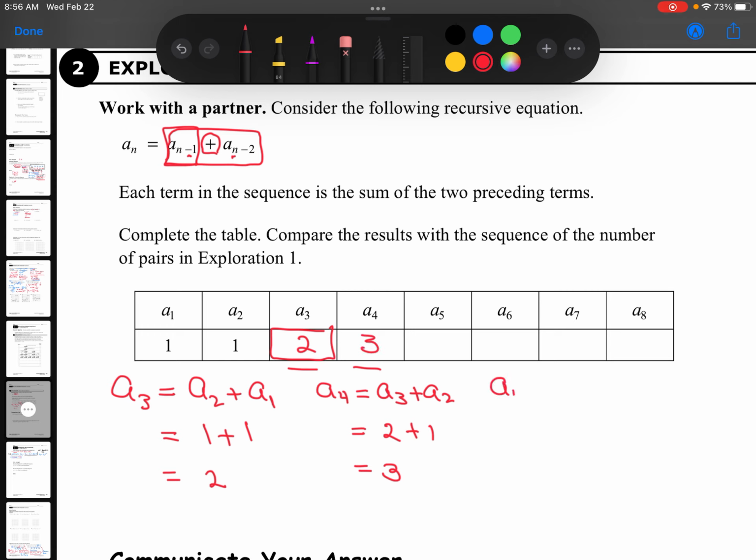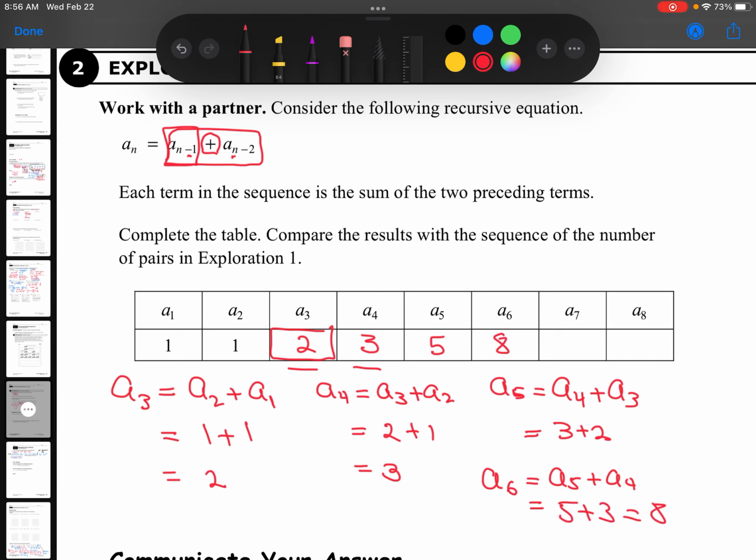Then a5 would be a4 plus a3. In this case, we have 3 plus 2. That's a 5. a6 is a5 plus a4. Now you're getting this. 5 plus 3 equals 8. This is 8, and then 5 and 8 is 13, and 8 and 13 will be 21.